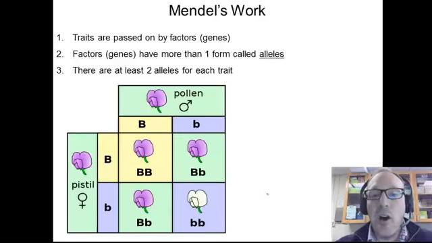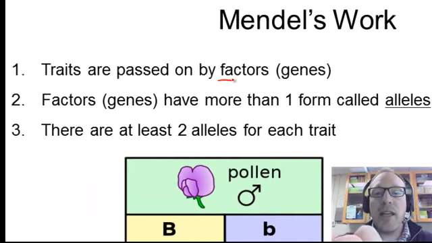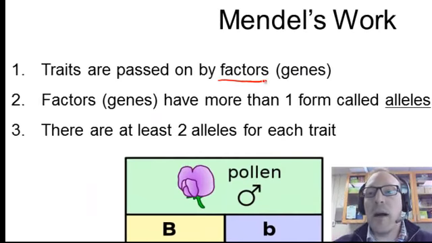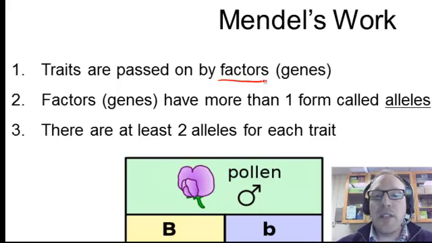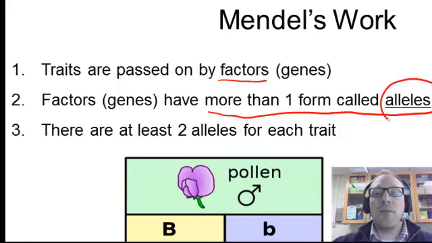He did not know what genes were, okay? He called them factors. We know about DNA and how DNA is translated into protein structures, and that those protein structures ultimately cause our physical characteristics that we can outwardly see. But he didn't really understand that process, but he knew there must be something controlling the physical characteristics. He called those factors. And he also reasoned that factors have more than one form, all right? And he called those different forms alleles. That's a key term, all right?